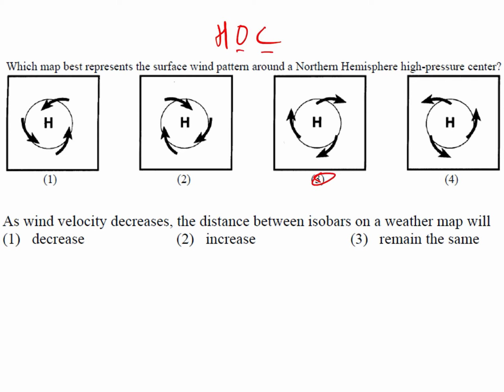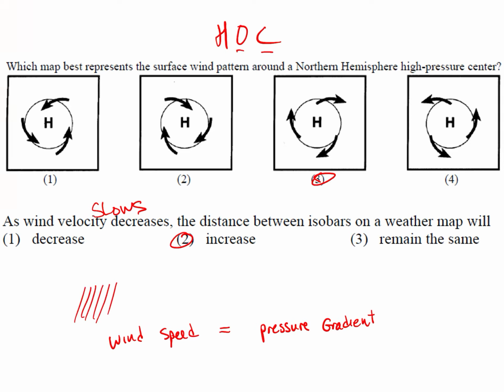Okay? Next, as wind velocity decreases, so that means it slows down, the distance between isobars on a weather map will do what? All right, the distance between them is going to increase. Remember, we said that wind speed is the same thing as the pressure gradient. Okay, so when you're looking at isobars, if you have this versus this, this is going to be strong winds, and this is going to be weak winds.